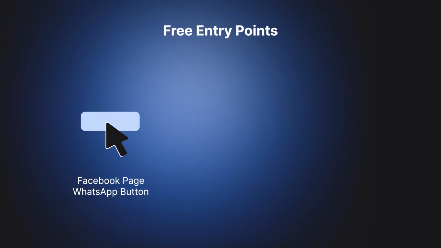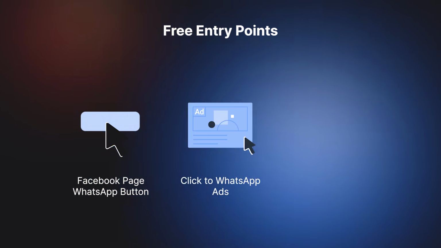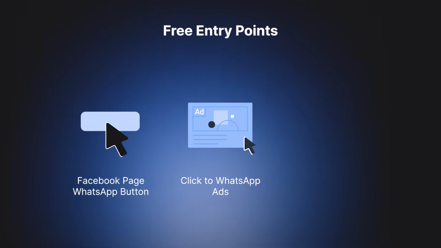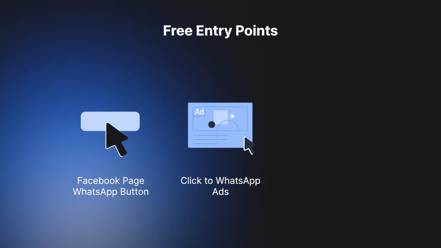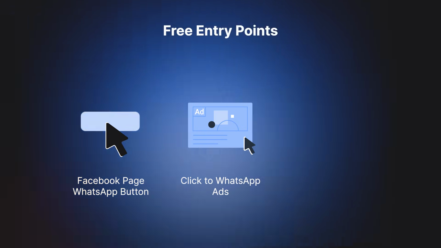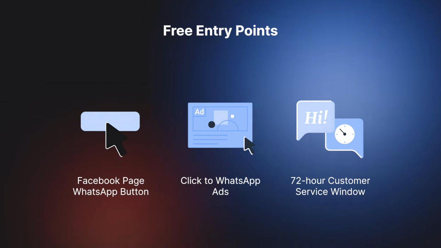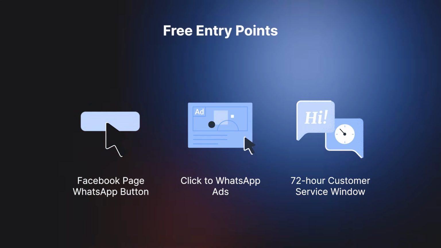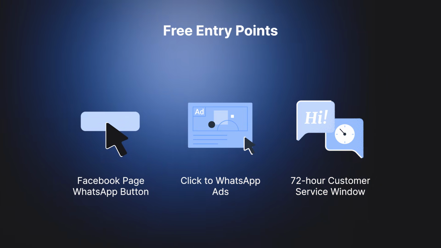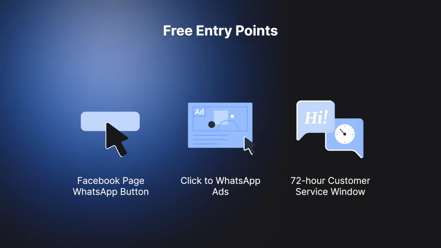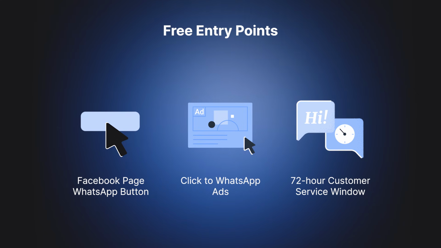Now that you've learned about the pricing, you might be wondering, do I have to spend money every time I want to chat with a customer on WhatsApp? Well, not exactly. By using the call to action buttons on your Facebook page or click to WhatsApp ads, you can take advantage of free entry points. These get customers to message you first, so you can reply for free with free-form or utility messages. The best part is, if you respond within the first 24 hours, the customer service window extends to 72 hours instead. Getting customers to message you first is a great way to keep your WhatsApp costs low.